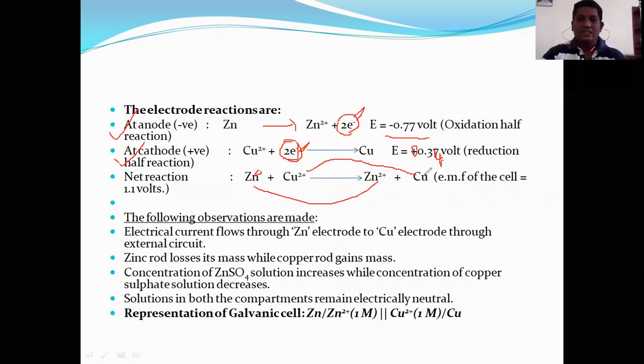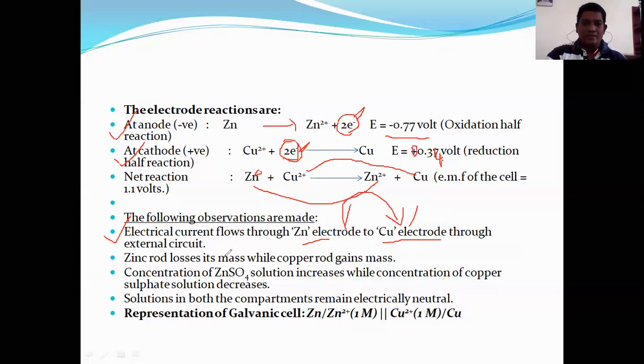Now we will see the net reaction in the galvanic cell. In the galvanic cell reaction, the zinc metal rod is oxidized and the copper metal rod is reduced. Zinc metal rod and the zinc sulfate is oxidized, copper and the cupric sulfate is reduced. Now we'll see the following observations. The flow of current takes place from the zinc electrode to the copper electrode. So zinc is going to be the anode, copper is going to be the cathode. The flow of current takes place from anode to cathode.